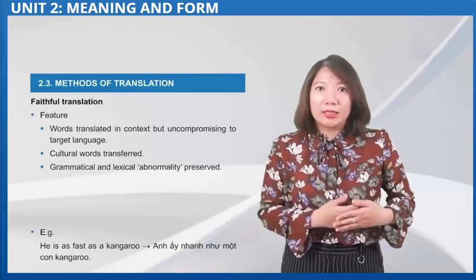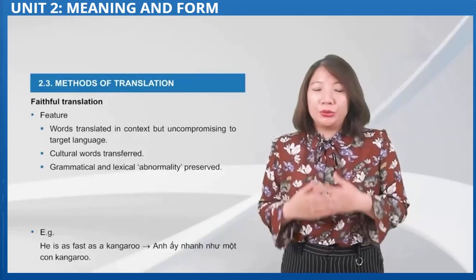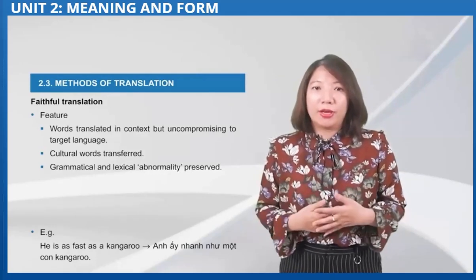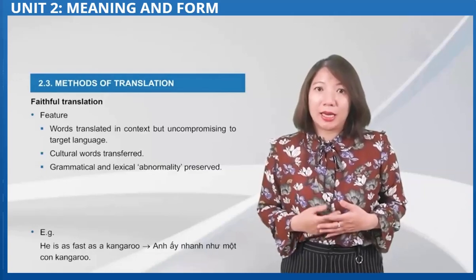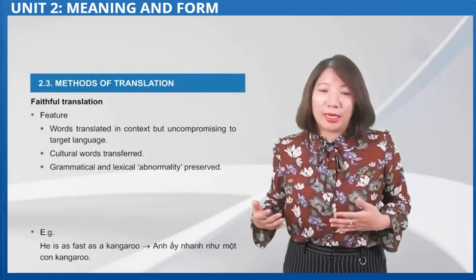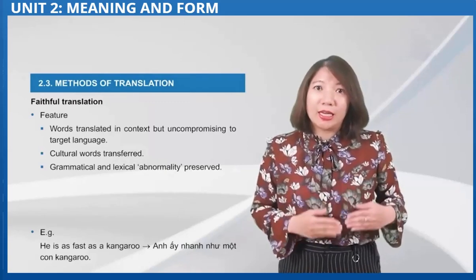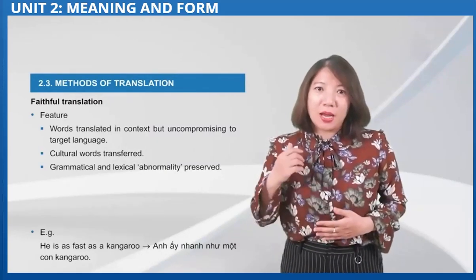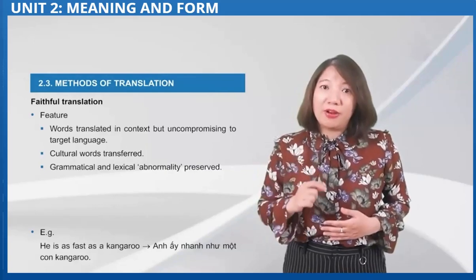Now, let's look at the words first. Can the readers of the translation understand the text? Anh ấy nhanh như một con kangaroo. Can you understand it? Yes, of course. The words are translated in context. But do we say nhanh như một con kangaroo in Vietnamese?